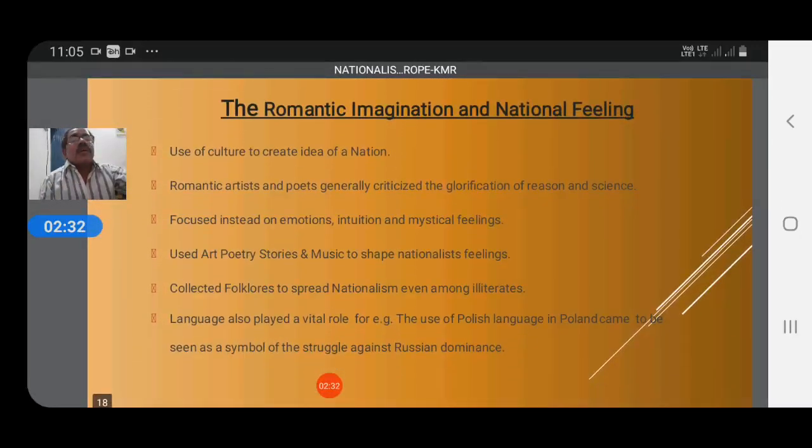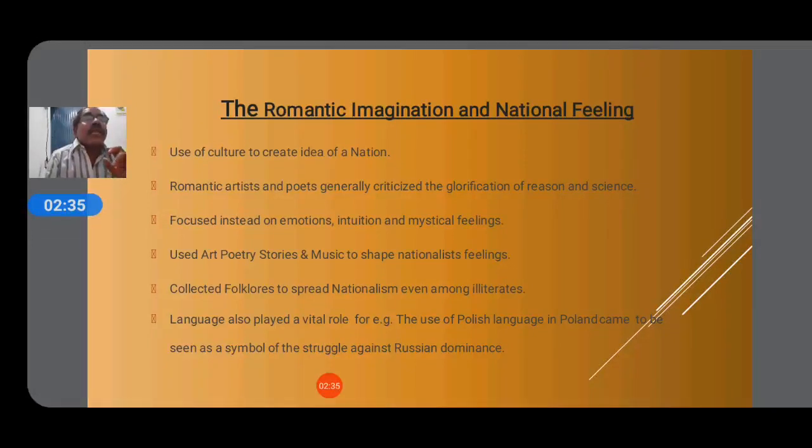The next one, the romantic imagination and the national feelings. Use of culture to create the idea of a nation. Romantic artists and poets generally criticized the glorification of reason and science. They focused instead on emotions, intuition, and mystical feelings. They used art, poetry, stories, and music to shape nationalist feelings, and collected folklore to spread nationalism even among illiterates.